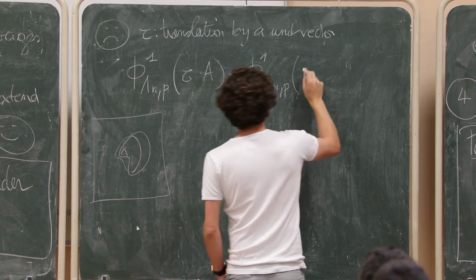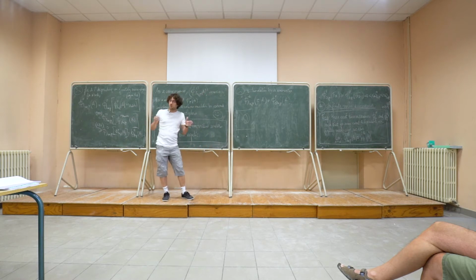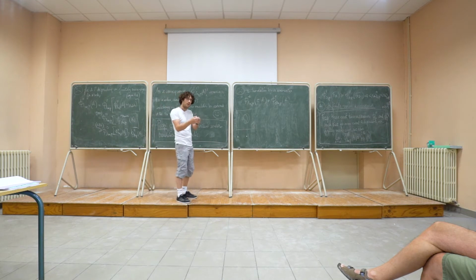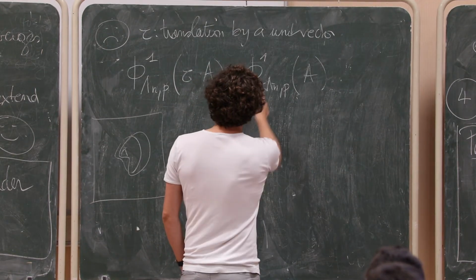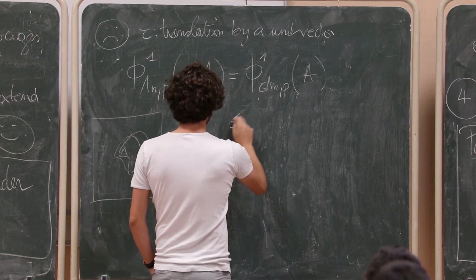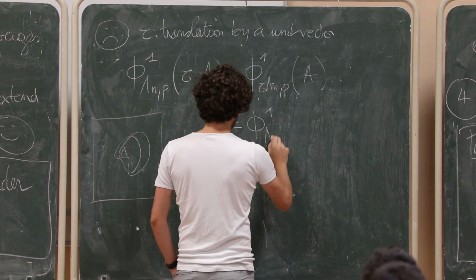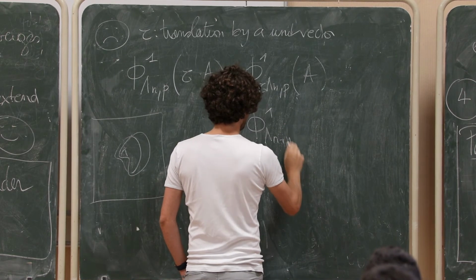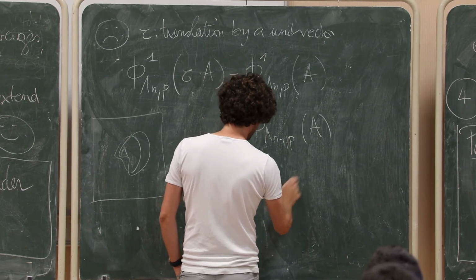of the event A. It's like translating the box by the same vector, right? You are in tau A if the inverse translate is in A, and that exactly corresponds to that. But this, you see, is clearly smaller or equal to phi 1 lambda n minus 1 p of A, and it's clearly larger or equal to phi 1 lambda n p of A.